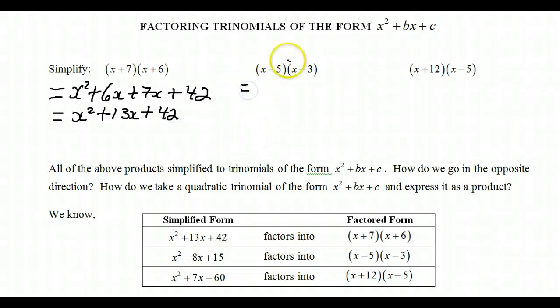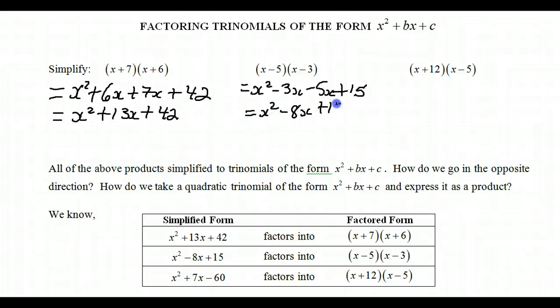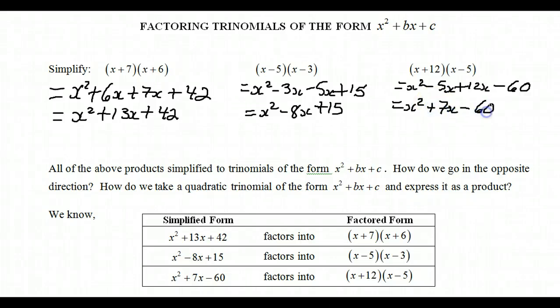Here we have x squared minus 3x minus 5x and plus 15, giving us x squared minus 8x plus 15. And last we have x squared minus 5x plus 12x minus 60, which is x squared plus 7x minus 60.